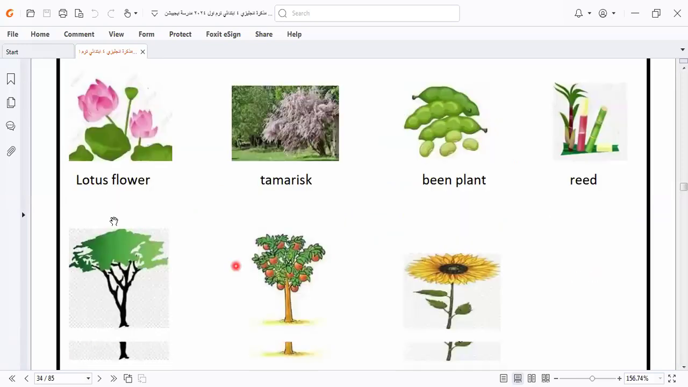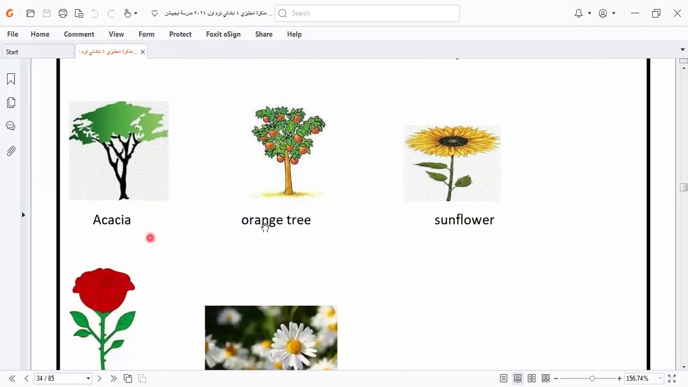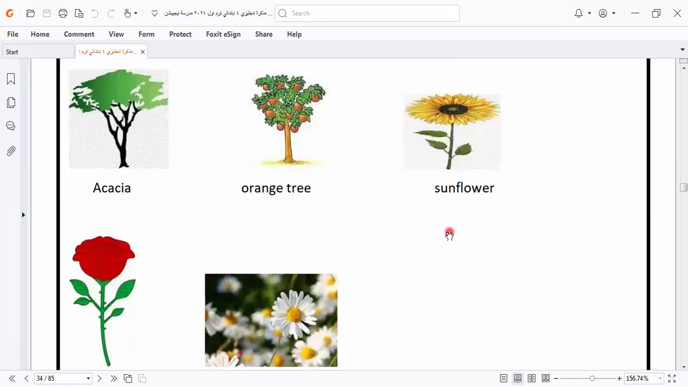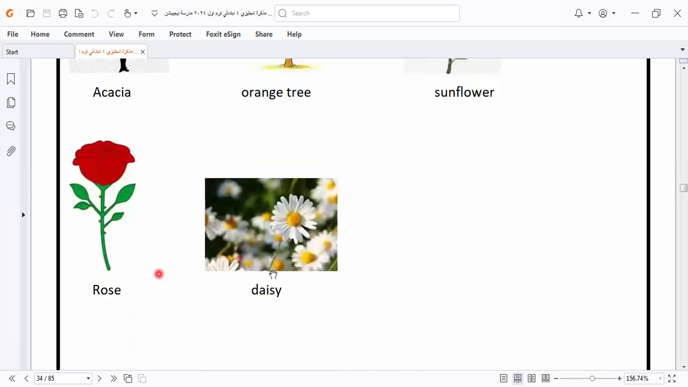Here we have some vocab we also learned during this lesson. We have lotus flower, we have tamarisk, bean. Here is a misprint. We have bean here, we have A, not T. We have bean, plant, reed, acacia. I think that we took acacia last year in grade 3. Orange tree, sunflower, rose, and daisy. Okay.